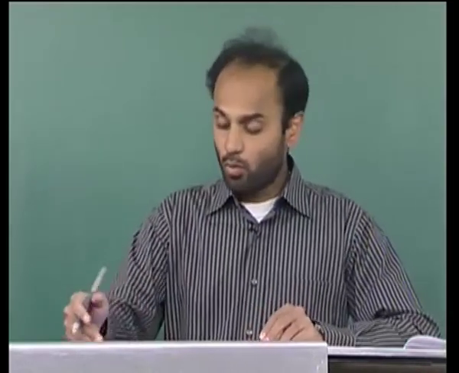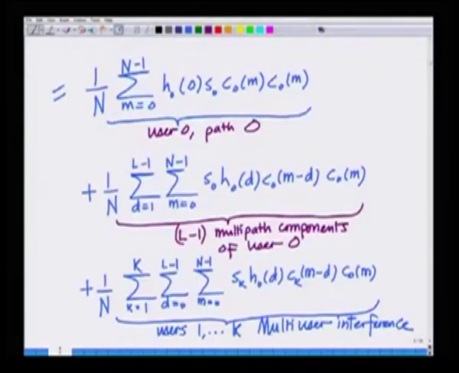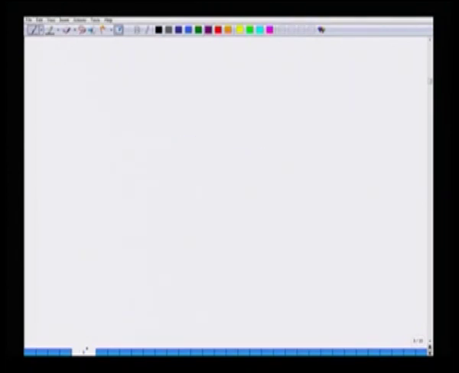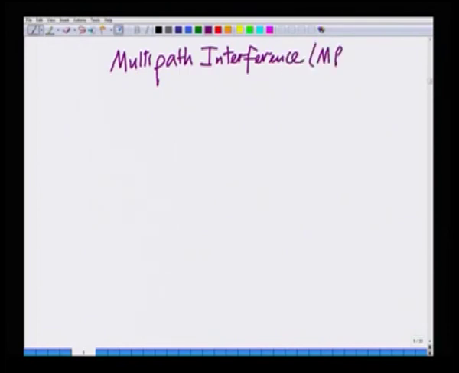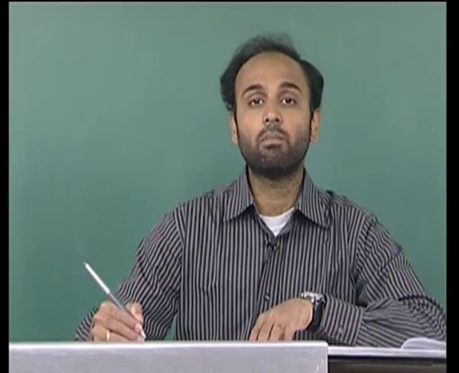Now, let us look at what happens to the rest of the components. If you go back here, I want to start looking at what about the rest of the components, that is there are L minus 1 multipath components of user 0. What about these components? So, let us look at the multipath interference of user 0. So, I will call this multipath interference or MPI. Just like MUI is multi-user interference, MPI is multi-path interference.